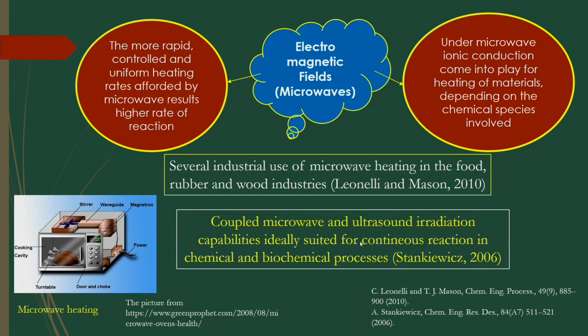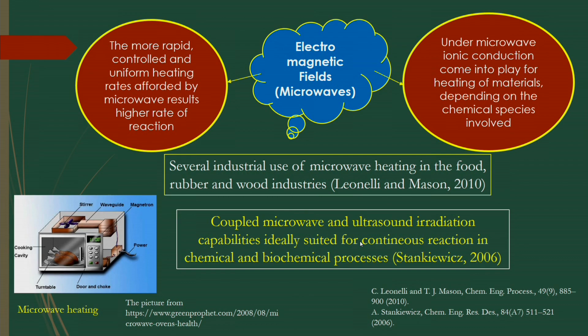Like several industrial uses of microwave heating in the food, rubber and wood industries, they are using this microwave heating for their process. Coupled microwave and ultrasound irradiation capabilities are also suited for continuous reactions in chemical and biochemical processes. So, one of the important features of process intensification is that electromagnetic fields by which you can intensify the process.